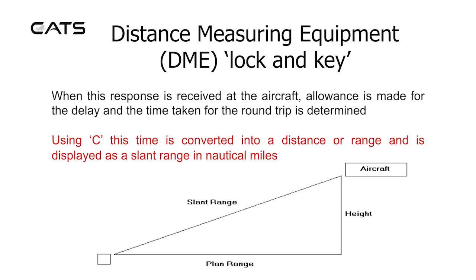When this response is received at the aircraft, allowance is made for the delay and the time taken for the round trip is determined. Using c, the speed of light, this time is converted into distance or range and is displayed as a slant range in nautical miles.